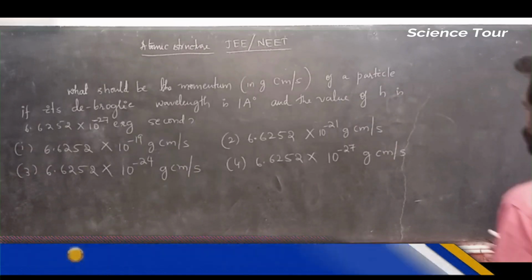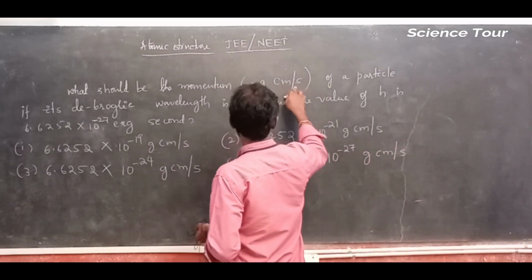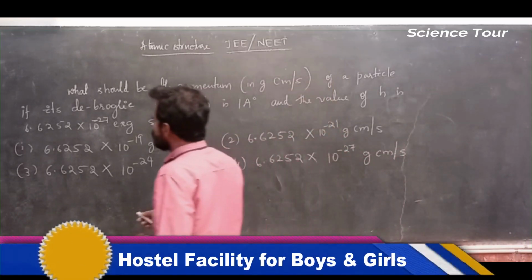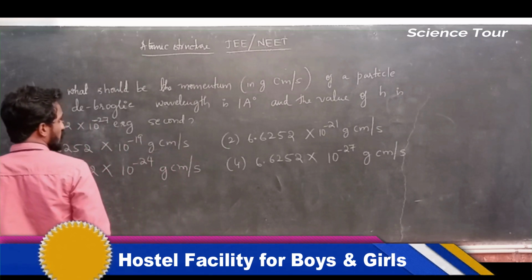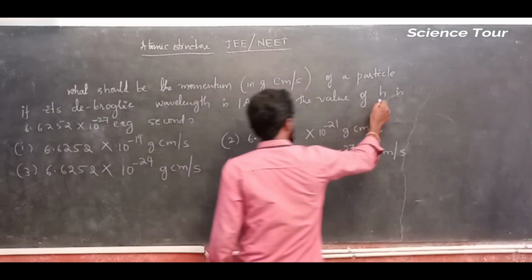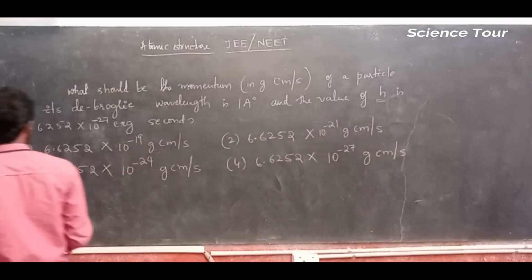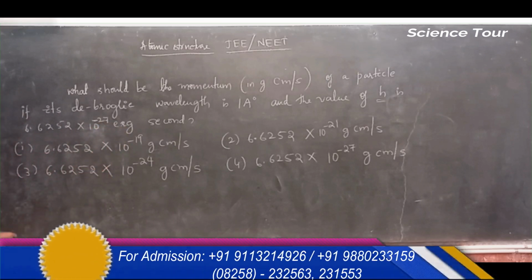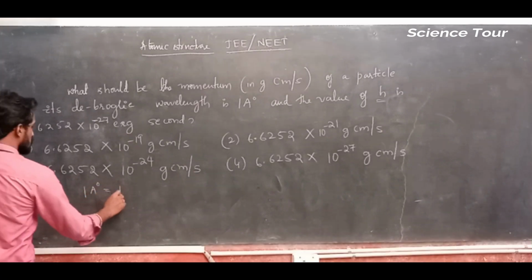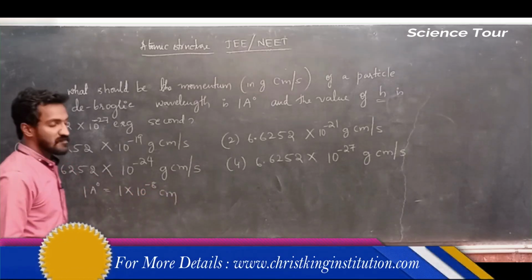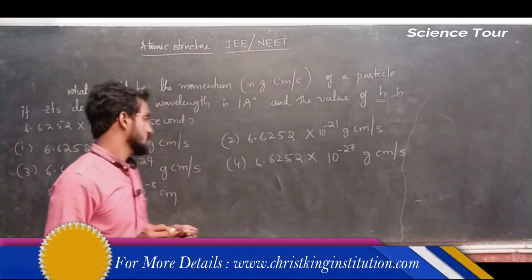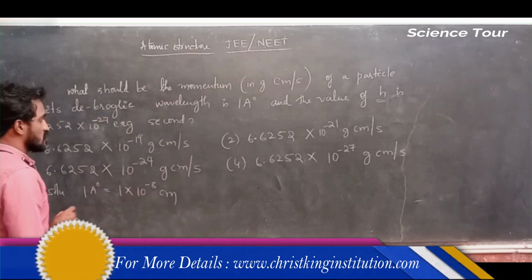My dear students, one question: what should be the momentum in gram centimeter per second of a particle if its de Broglie wavelength is 1 Angstrom, and the value of h, Planck's constant, is given as 6.625 into 10 to the power minus 27 erg second. So what is given, first thing you have to write. Here 1 Angstrom is given, which you convert into 1 into 10 to the power minus 8 centimeter, Angstrom to centimeter.